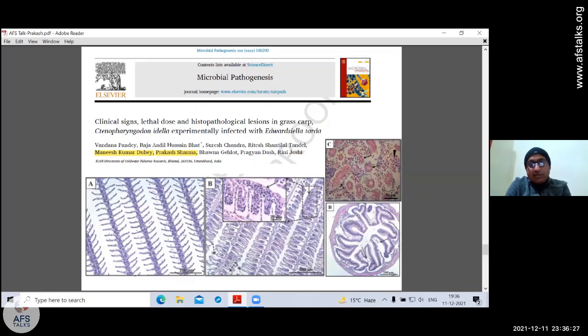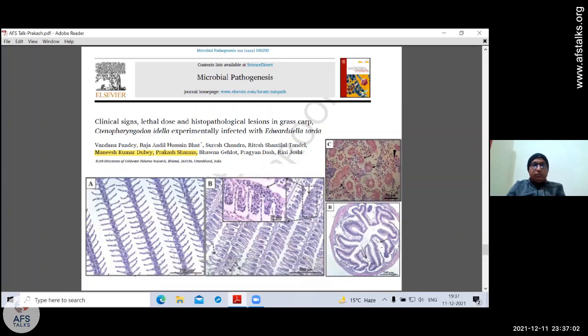So here I'm moving the cursor on the kidney tissue. So here we can see the tubular degeneration. Specifically what is happening here is the basement membrane and the submucosa is completely degrading in the initial stage of the infection. So gradually it leads to the degeneration of the tubular, what is called the renal tubules.